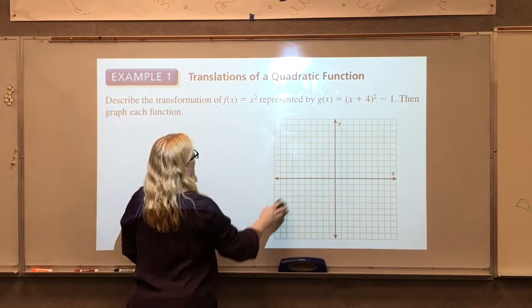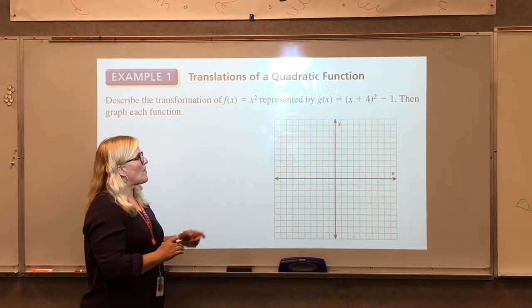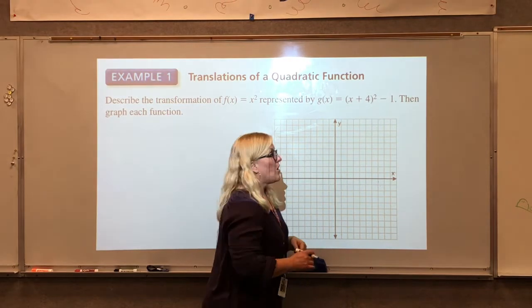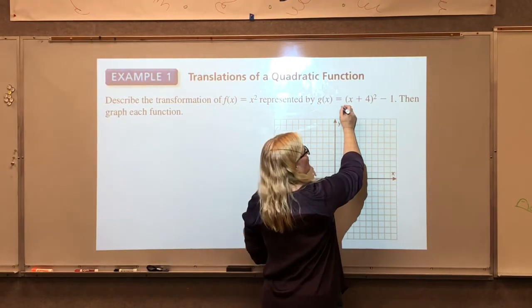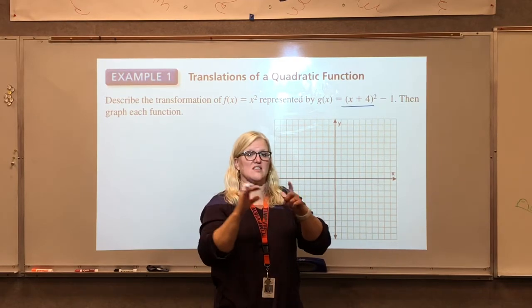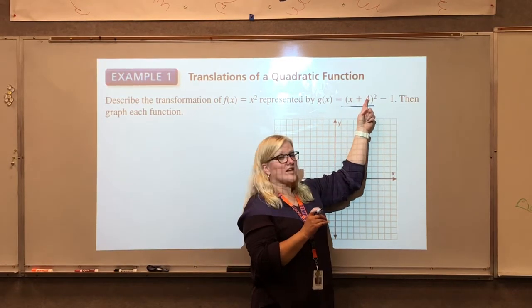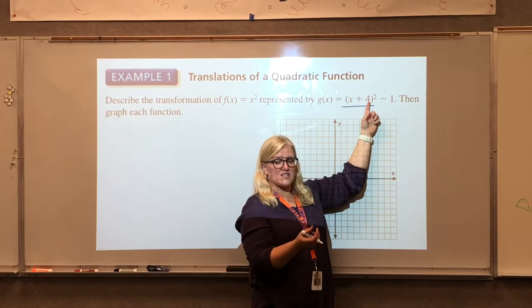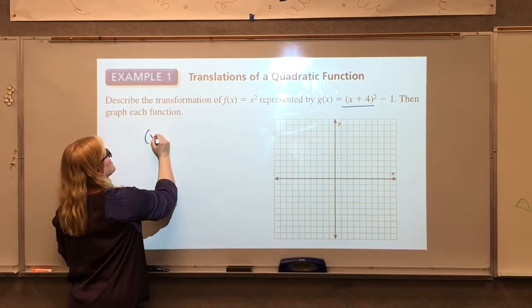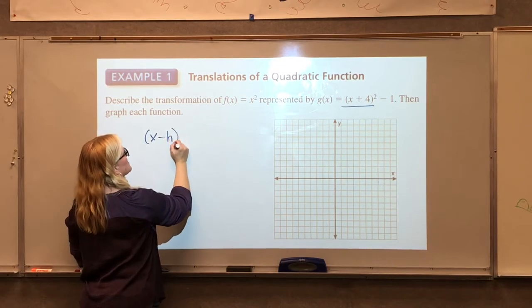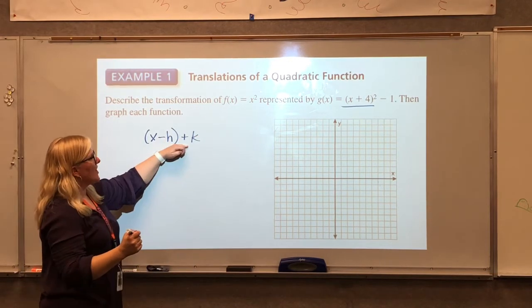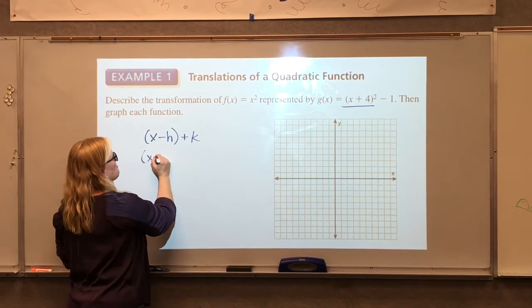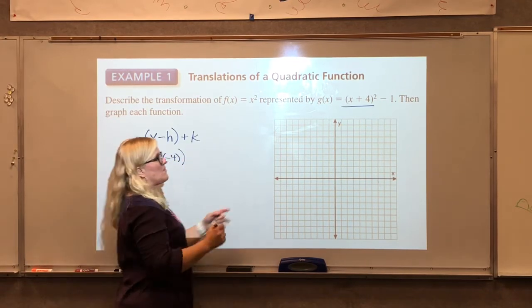Describe the transformation of f of x equals x squared, represented by g of x equals (x plus 4) squared minus 1. Okay, well I recognize that right here I have something in parentheses. So I know that right here is going to be a horizontal shift. Now is it going to the left or the right? That's the question. If I rewrite this as x, well I have x minus h plus k. That's really what I've got going on here when I have the horizontal shift and the vertical shift. And what I've got here is x minus a negative 4. That's the same thing as x plus 4.